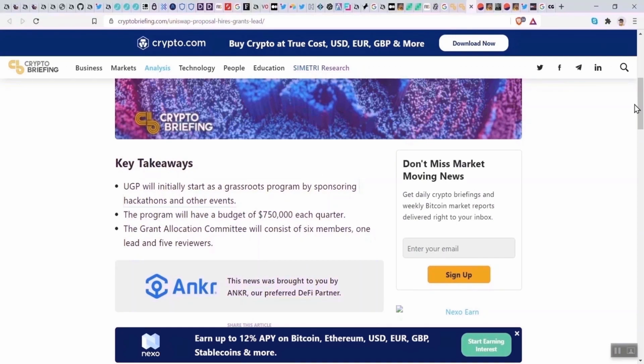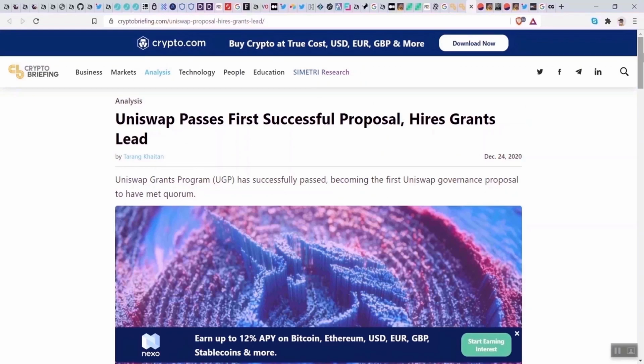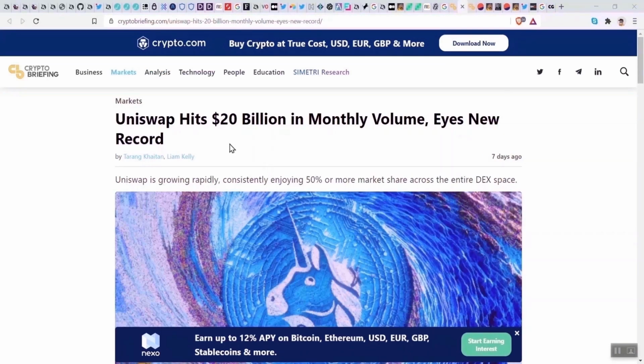I think sponsoring these events and hackathons will boost the PR and exposure for Uniswap. They could possibly drive more traffic and volume to their protocol. More information in that article. Just touching on a few of these. Another one from Crypto Briefing says Uniswap hits $20 billion in monthly volume, a new record.